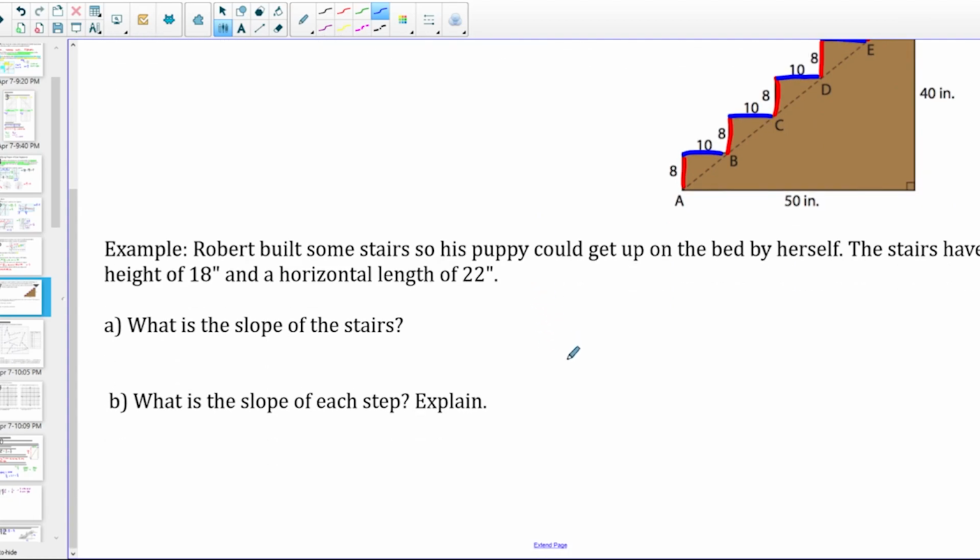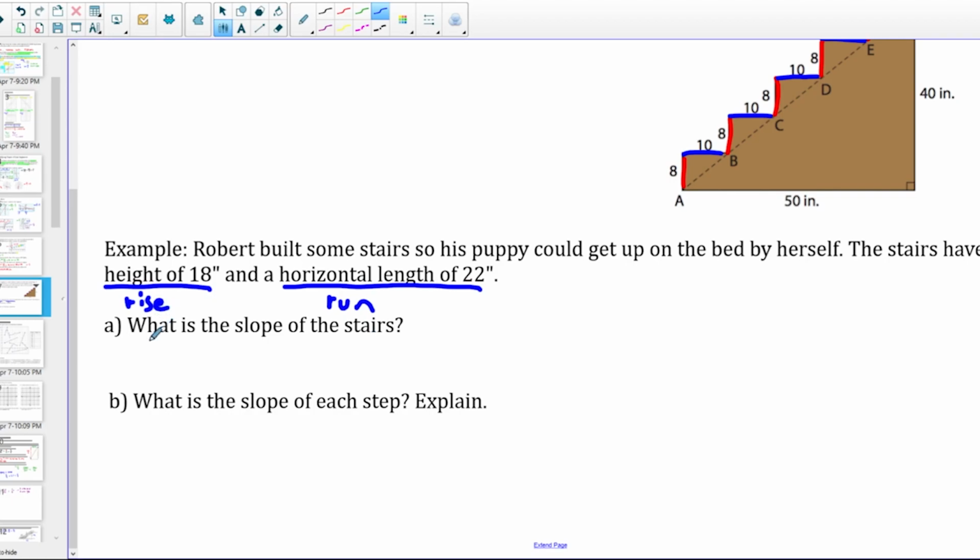So Robert built some stairs so his puppy could get on the bed by herself. The stairs have a height of 18 inches and a horizontal length of 22 inches. So we want to figure out what is the slope of the stairs. Well, remember, to calculate the slope, we need to figure out the rise and the run. Well, height is going to be our change in y, so that's going to be my rise. And the run, our horizontal length of 22 inches, will be that run there.